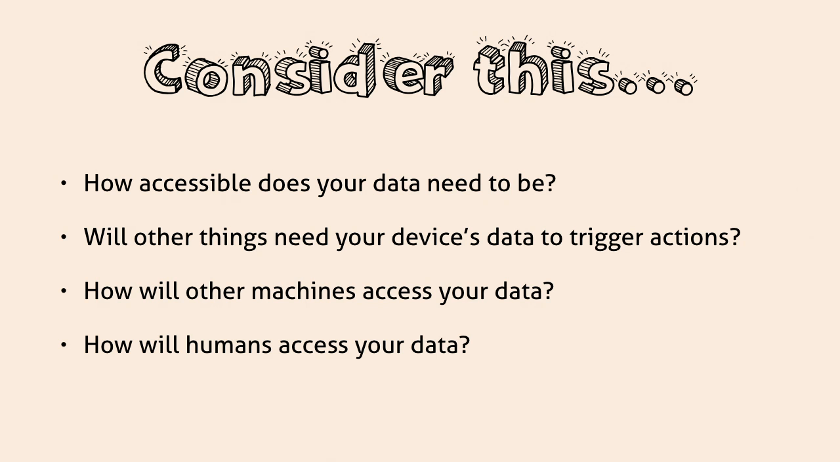What other things need your device's data to trigger their action? What's the chain of events here? What's the timeliness? If you're just getting today's forecast, is once a day enough? Yeah, it probably is. And how will other machines access your data? How will other humans access your data?